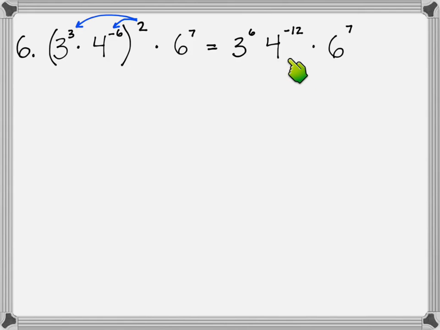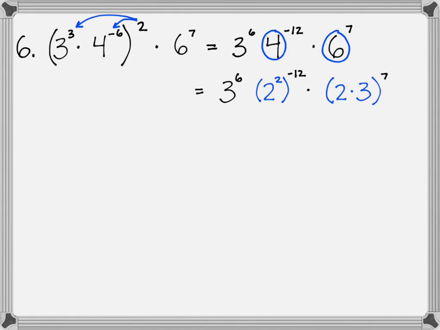And right now we see 3 different bases. We'd like there to be as few different bases as possible in any number. And so instead of having base 3, base 4, base 6, let's look at this 4 and think of a different way to rewrite that, as well as 6, using multiplication. Well, 4 can be written as 2 squared, and 6 can be written as 2 times 3.